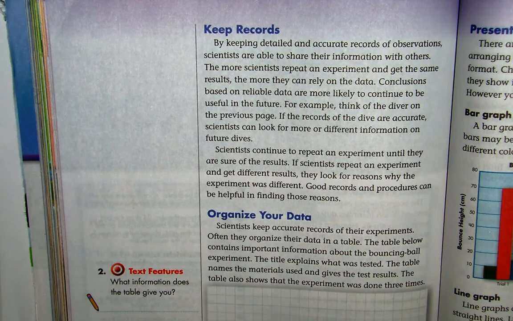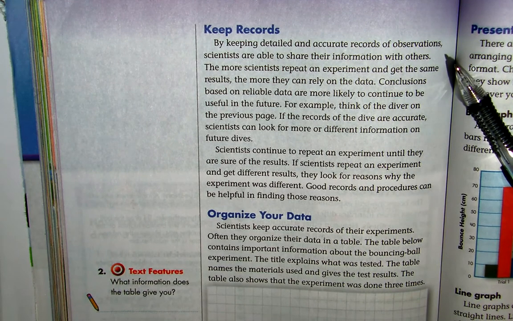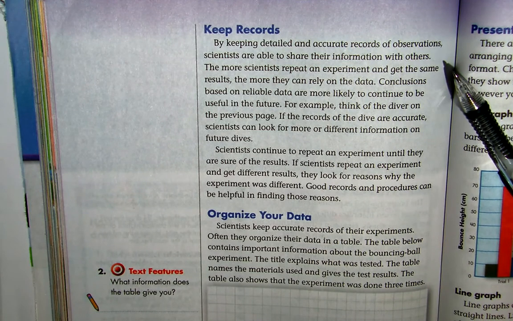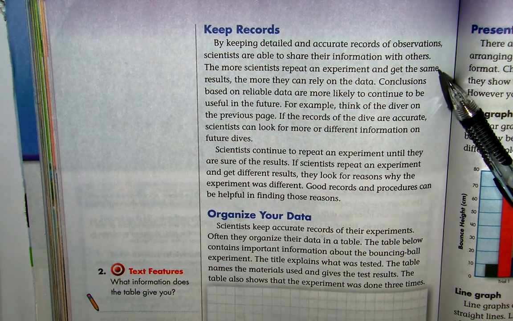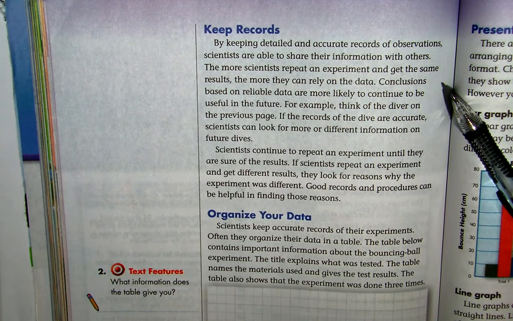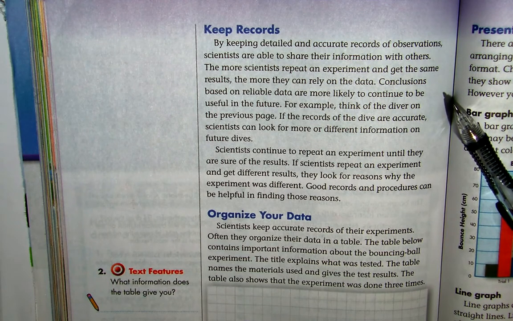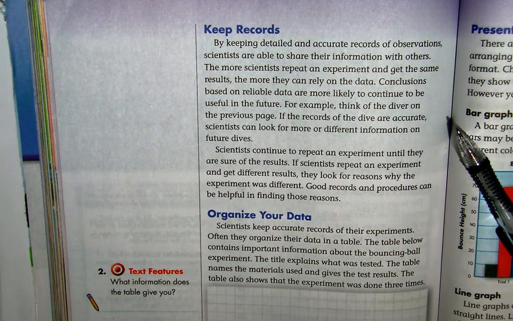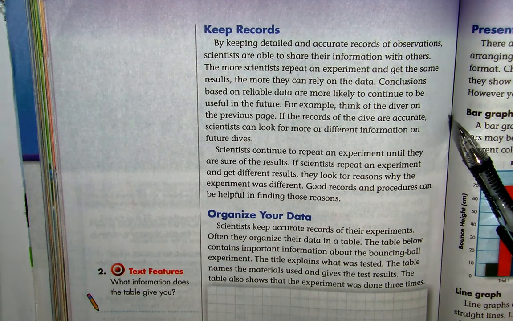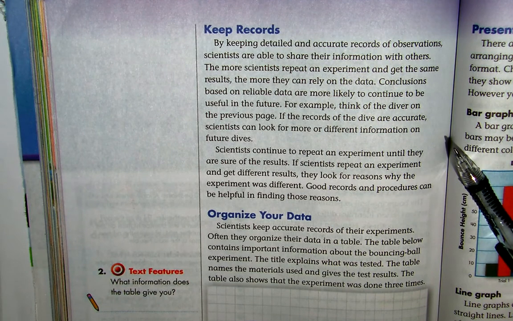By keeping detailed and accurate records of observations, scientists are able to share their information with others. The more scientists repeat an experiment and get the same results, the more they can rely on the data. Conclusions based on reliable data are more likely to continue to be useful in the future. For example, think of the diver on the previous page. If the records of the dive are accurate, scientists can look for more or different information on future dives.